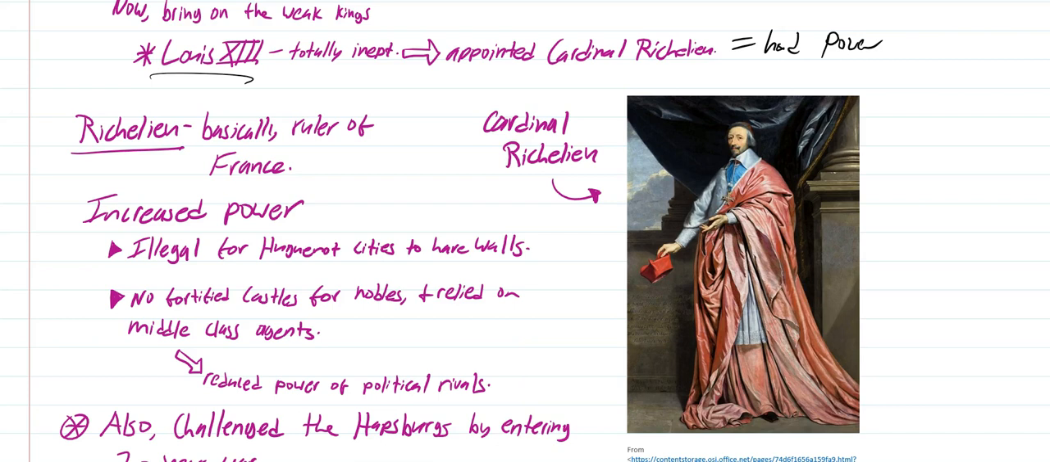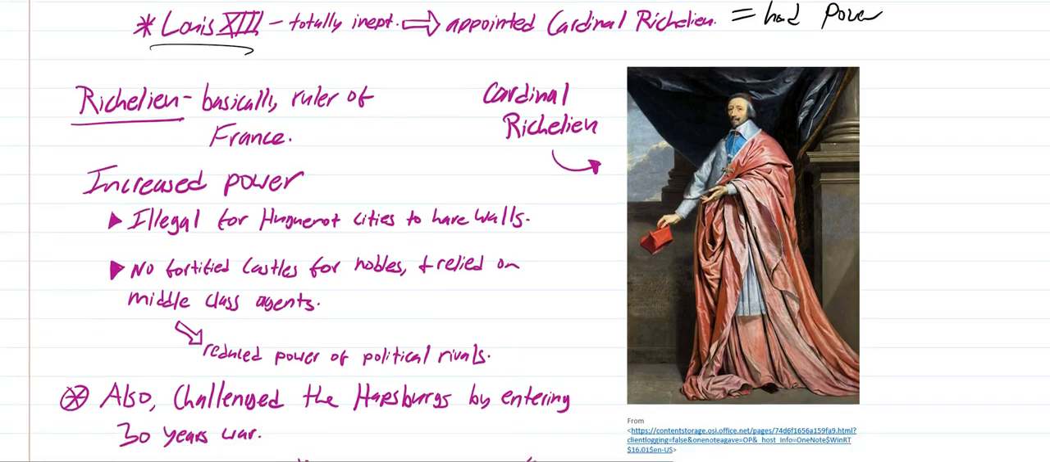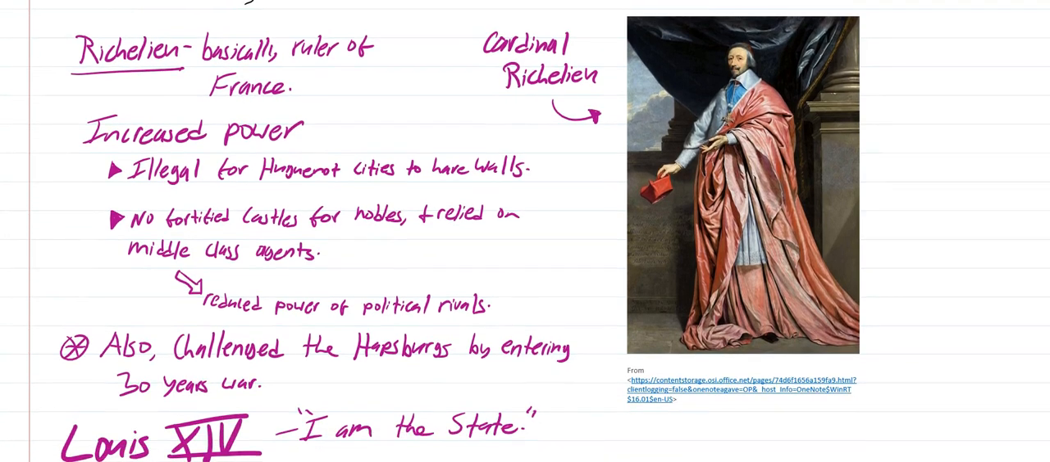He did a few things. First, he was Catholic. So he increased his power by making it illegal for Huguenot cities to have walls. So if you don't have walls, you don't have protection against, for example, Richelieu's army if you fall out of line with him. So if he decides he wants to attack Huguenots and try to get rid of them in his kingdom, he can do this now because it's illegal for Huguenots to have walls. By the way, if you have walls and you're a Huguenot city, then now that's justification for attack. No fortified castles for nobility. In other words, no nobles were able to have fortified castles that could, again, prevent attack.